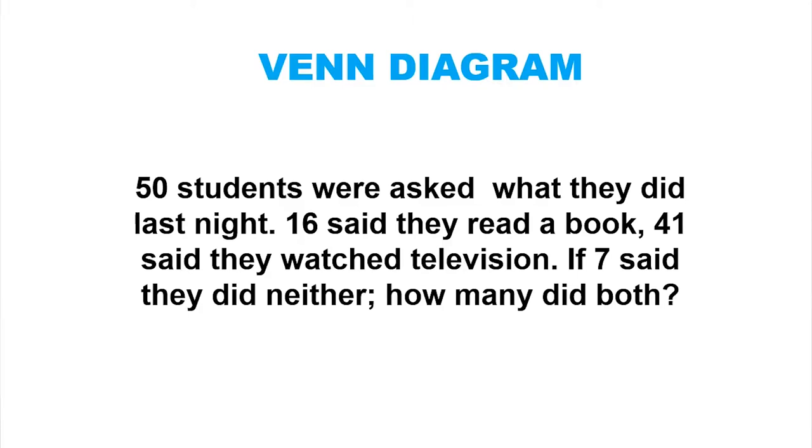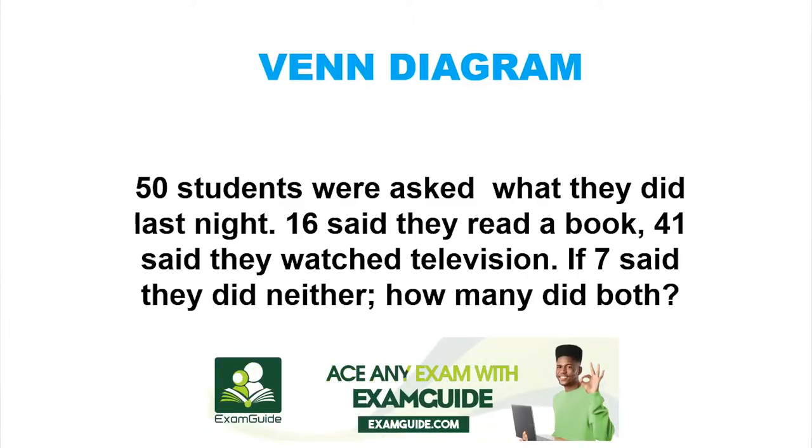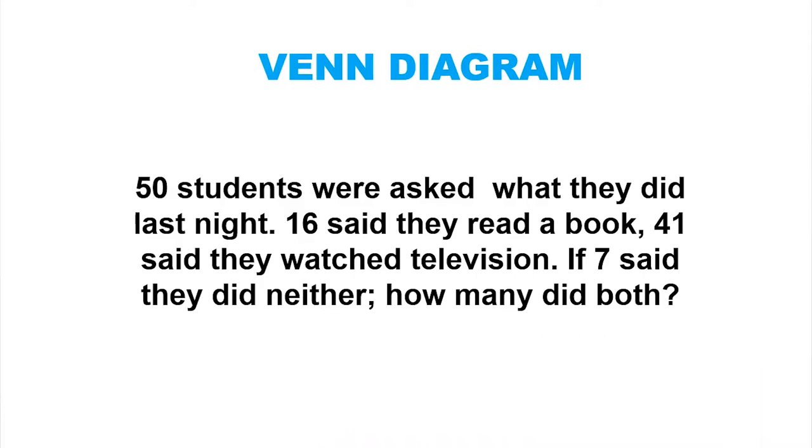They say 50 students were asked what they did last night. 16 students said they read a book, 41 said they watched television. If 7 said they did neither, how many did both? How many different students are here? We have 50 students, but we have two different activities, meaning 2x2 Venn diagram. When you have three different activities, you can draw a 3x3 Venn diagram. Now, the question is limited to 2x2.